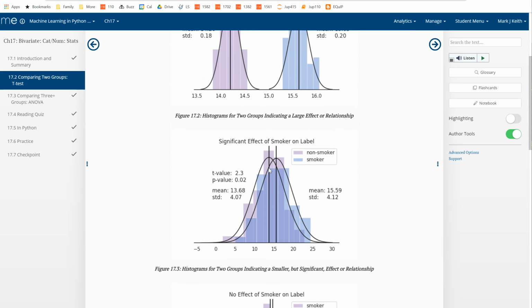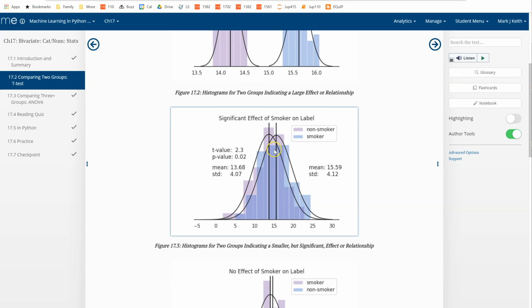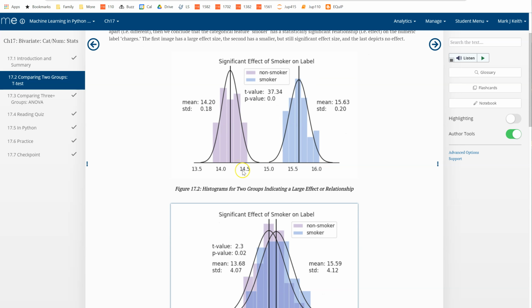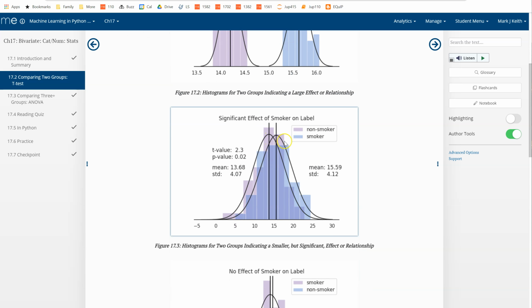Compare that now to this one, where we have much more crossover between the two. The difference between means here is even larger than it is here. The difference is there's much more spread or variance on both of these. And so as a result, the t-value goes down and the p-value starts to go up. But this difference is still significant.